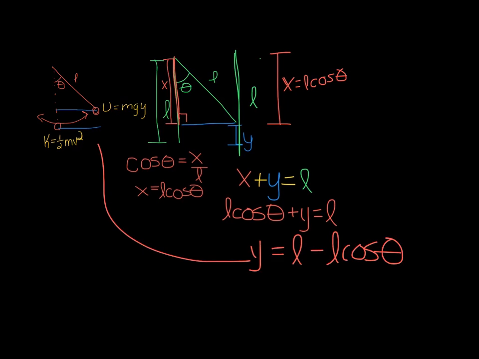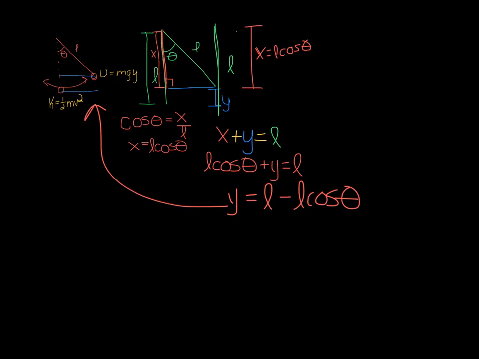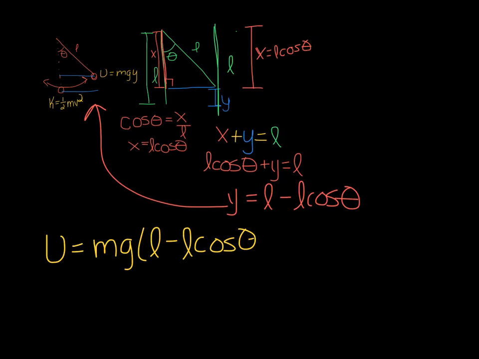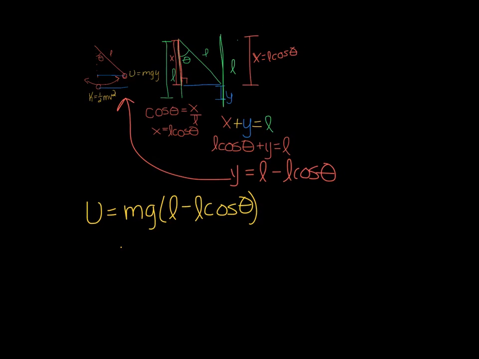I can then plug that back in, and I know that when my energy is all potential, the amount of energy I have in terms of mass, gravity, and the length of the string is mg times (L minus L cosine theta). Now that I have this, I can do a lot of conservation of energy problems where maybe I'm going to say E initial equals E final. And maybe I want to figure out how fast it's going at the bottom or what the speed is at the top.